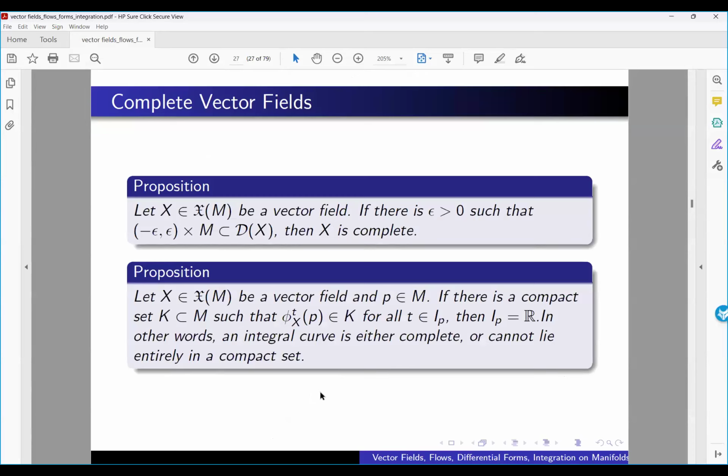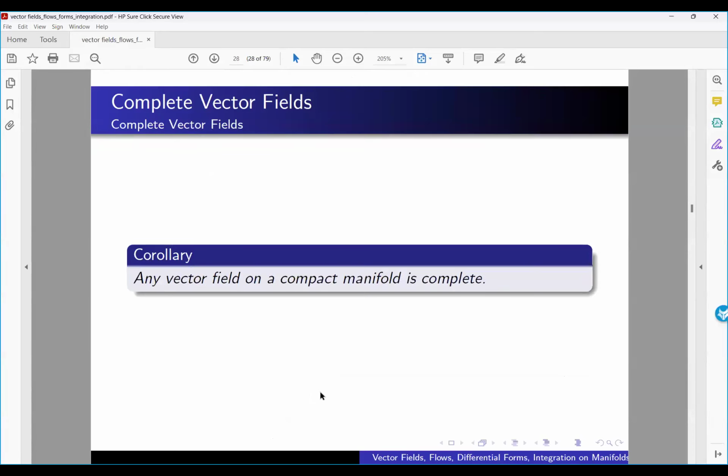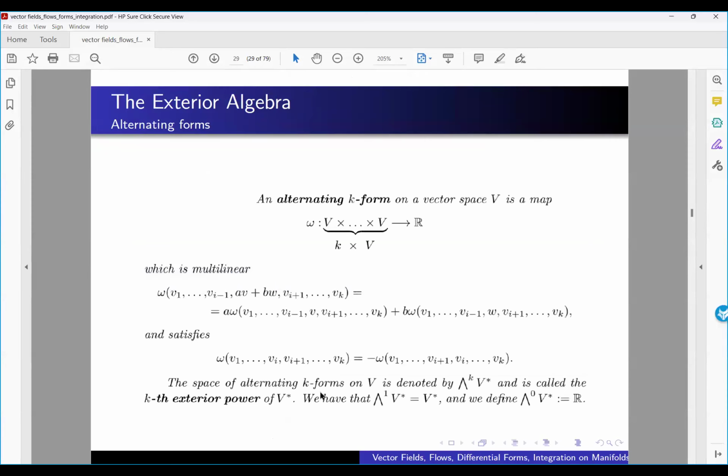Okay, we talked about this. I'm going to skip the complete vector fields, and we move on to the practically last part of our course. That's a long part, so I'm happy that I can have 10-15 minutes today, maybe a little bit more, to talk about this exterior algebra.